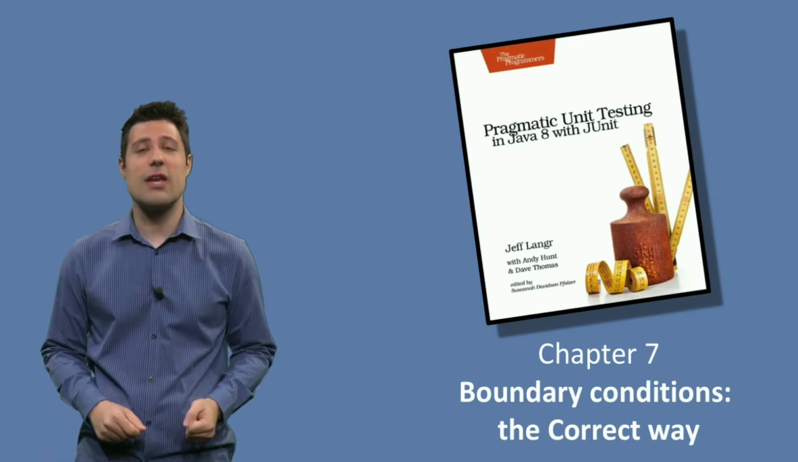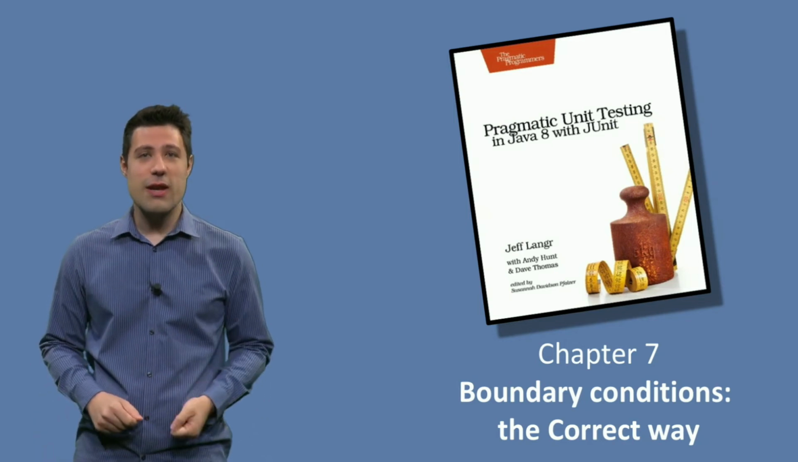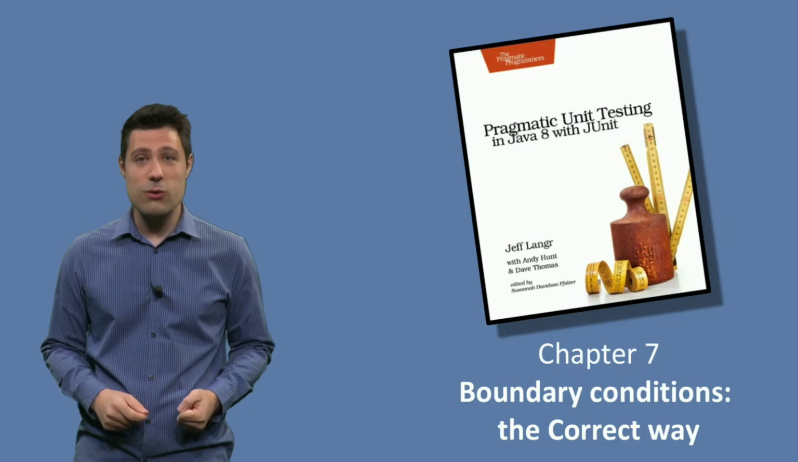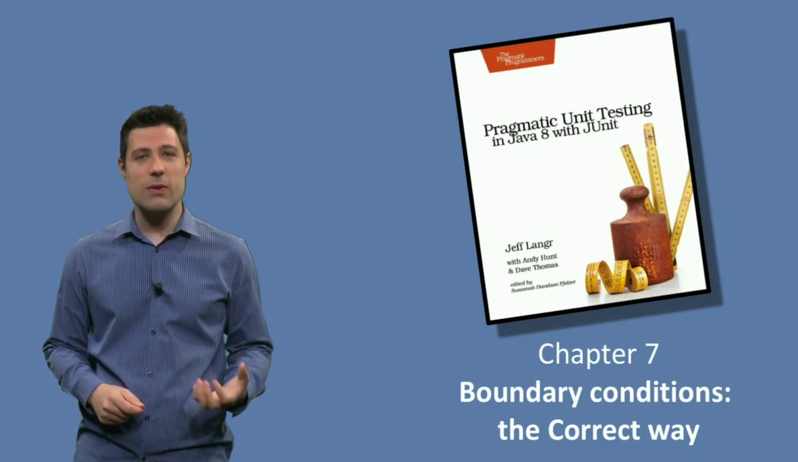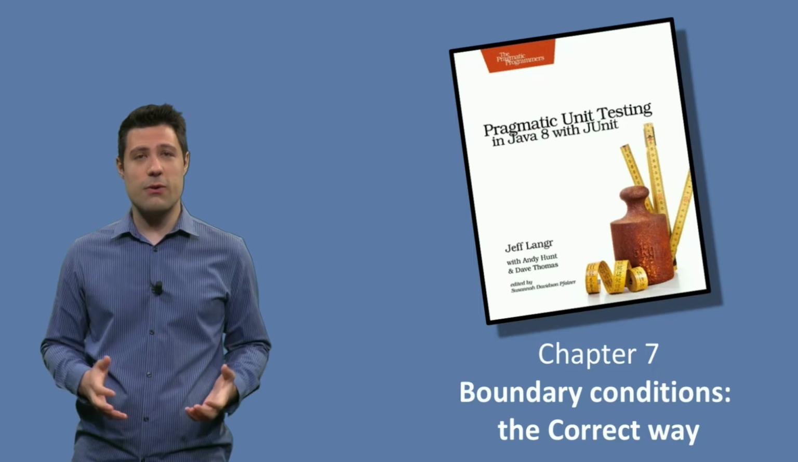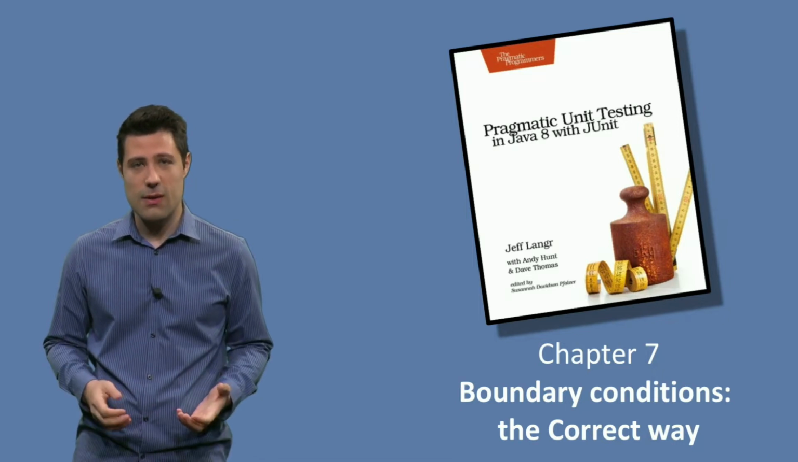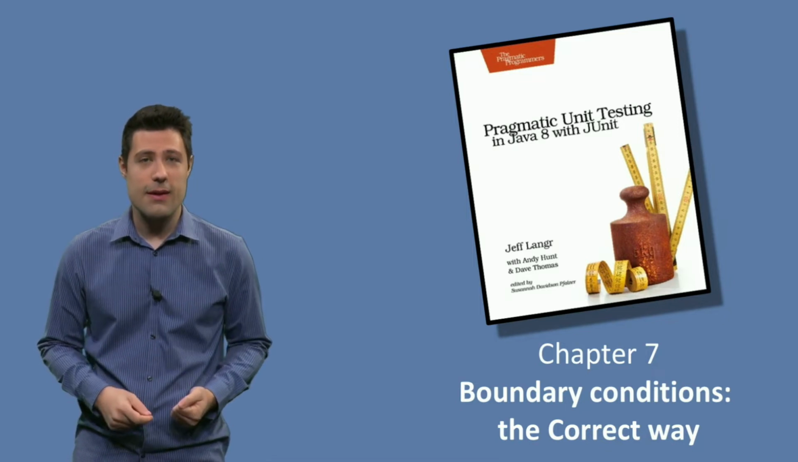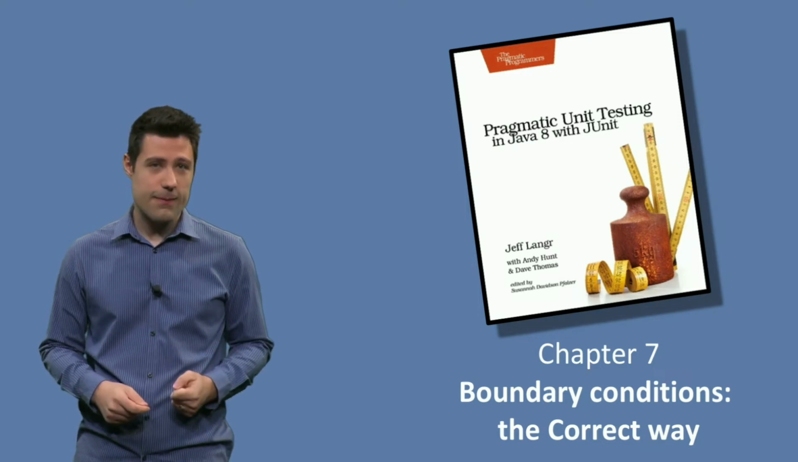What other boundaries can we test? Jeff Langr, Andy Hunt, and Dave Thomas, the authors of Pragmatic Unit Testing in Java 8 with JUnit, wrote this beautiful chapter on other boundaries that we can test. And they call it the CORRECT way. And this is what we are going to explore now.